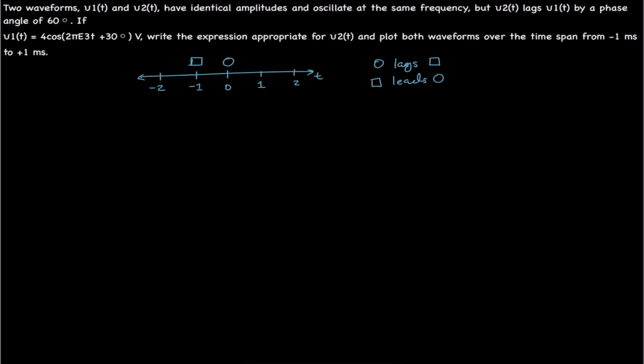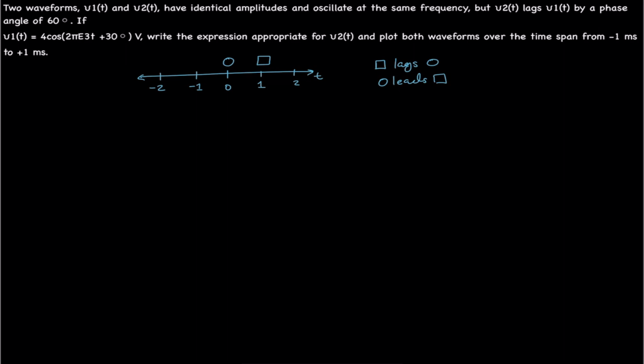If we move our square to the opposite side of the circle, we can then say the circle leads the square because the circle occurs earlier in time than the square. And we can switch that around and say the square lags the circle.